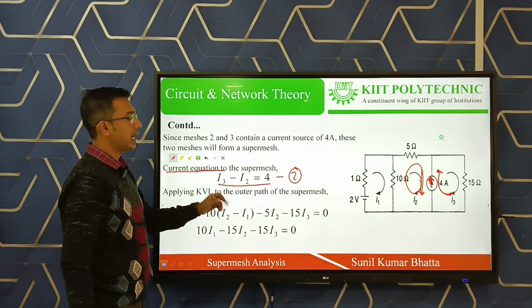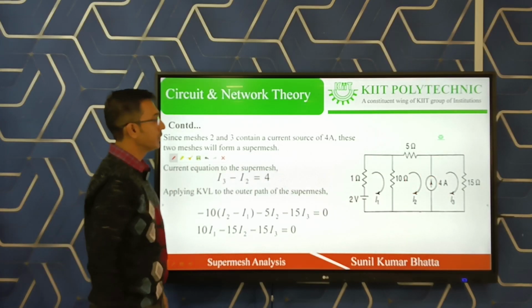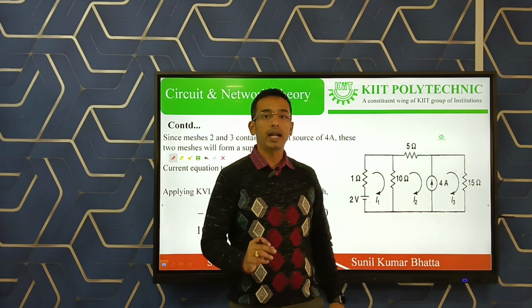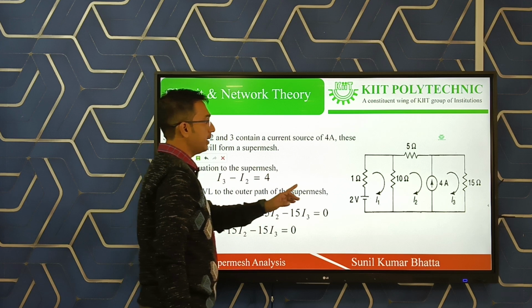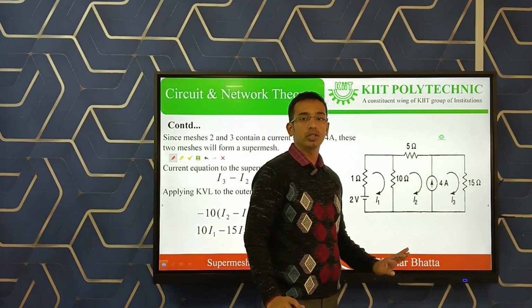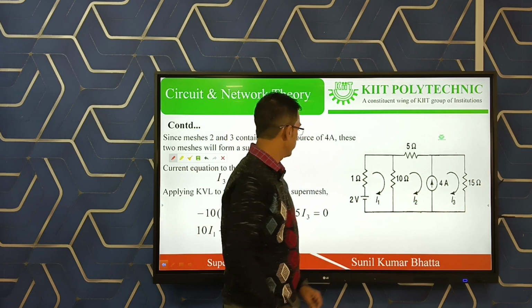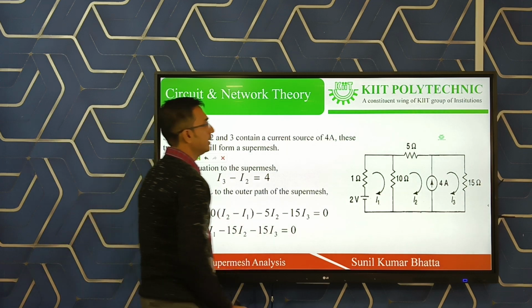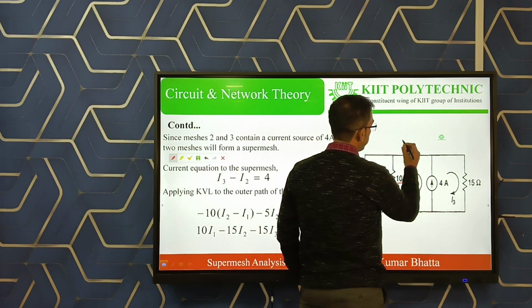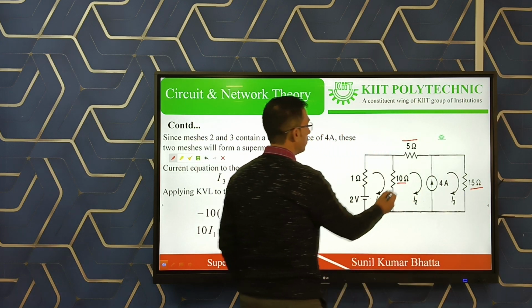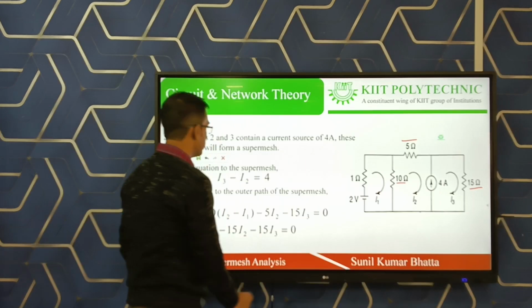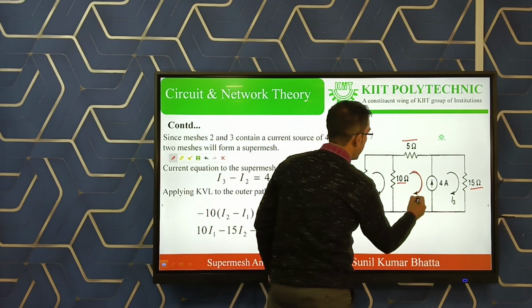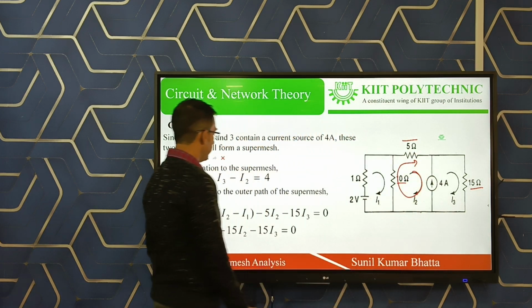So what is the third equation? Earlier I told you that in the outer path of the super mesh, by applying KVL you can write the equation. During that time you have to consider that the 4 ampere current source branch is not connected. So by applying KVL to the outer path of the super mesh, the outer path means the 10 ohm, then 5 ohm, then 15 ohm. In the 10 ohm the I2 and I1 currents are flowing, so that is written as minus 10 (I2 minus I1). Then in the 5 ohm only I2 current is flowing, so that is minus 5 into I2.